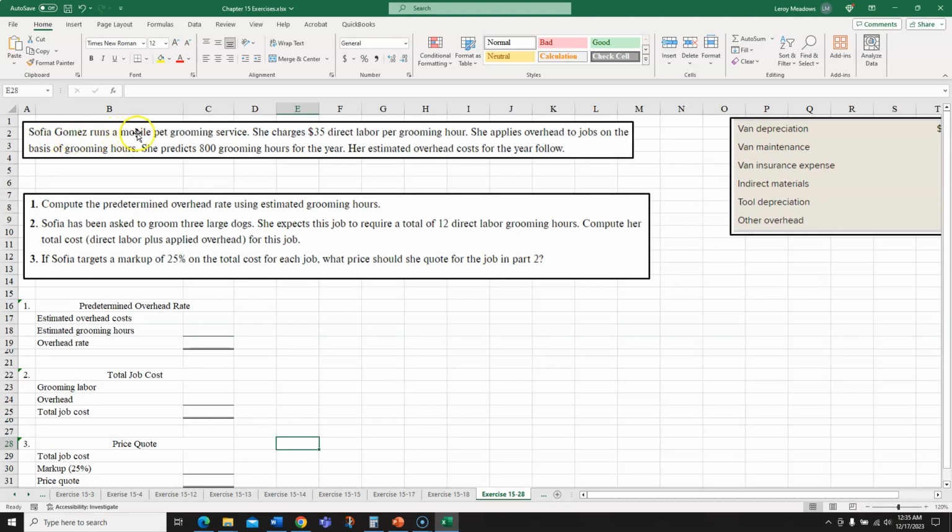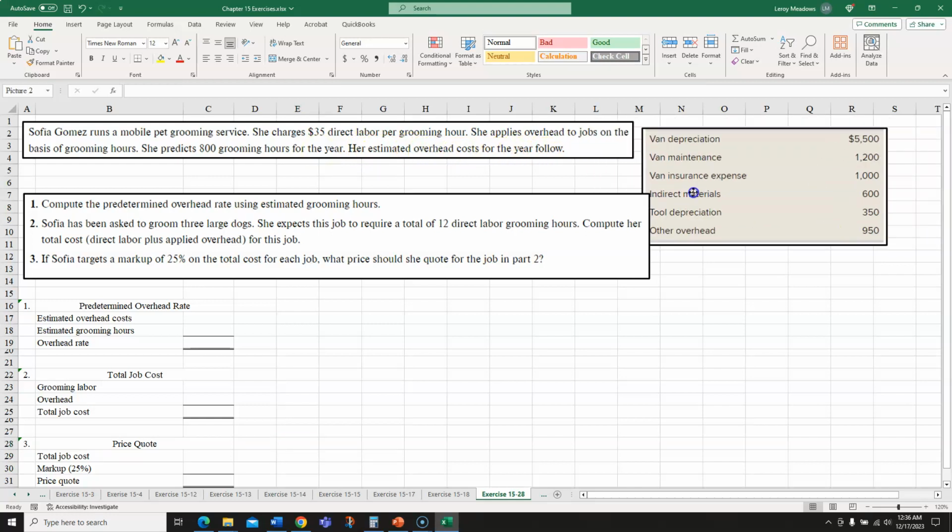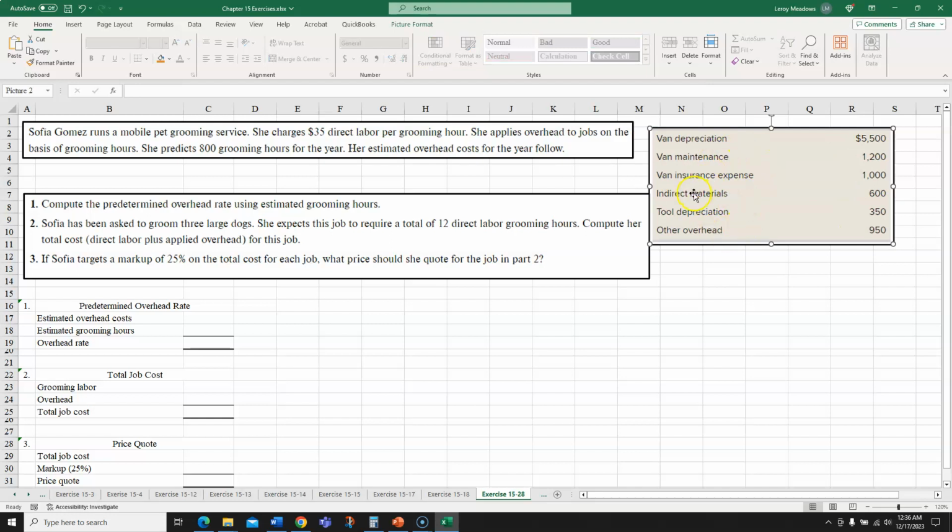Sophia Gomez runs a mobile pet grooming service. She charges $35 direct labor per grooming hour. She applies overhead to jobs on the basis of grooming hours. She predicts 800 grooming hours for the year. Her estimated overhead costs for the year are as follows, and they give us this right here. And then we're asked, compute the predetermined overhead allocation rate using estimated grooming hours.